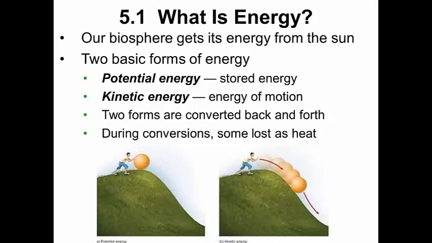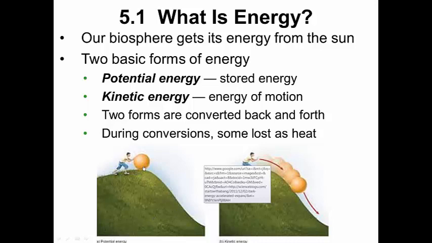And so, energy occurs in two basic forms, as we see on the screen. One is potential energy, which is energy in the form of stored energy, and the second is kinetic energy, the energy of motion. We can see a simple illustration of potential versus kinetic energy by looking at the picture of the man with the ball on the hillside.